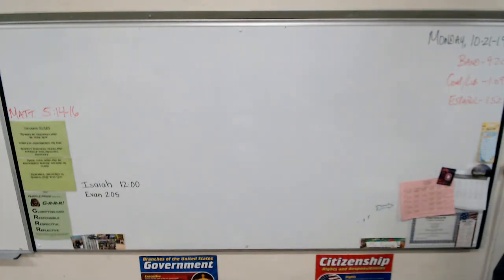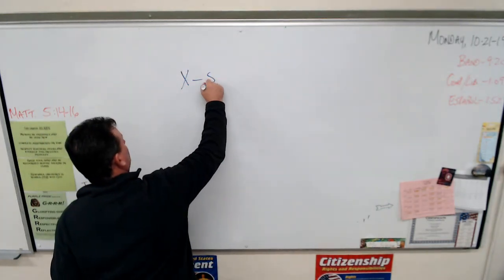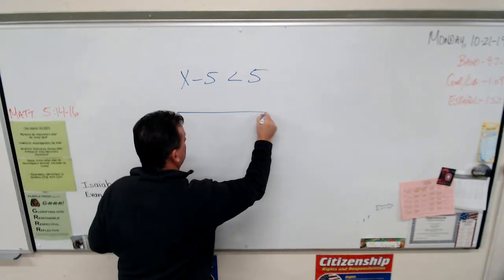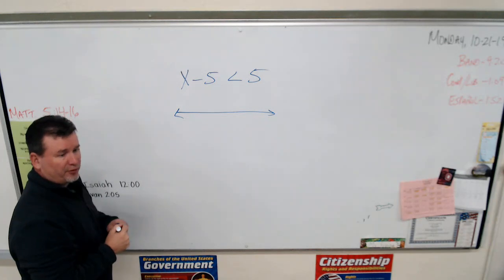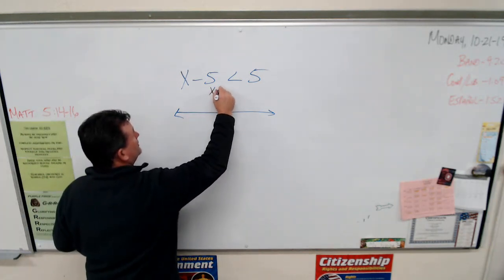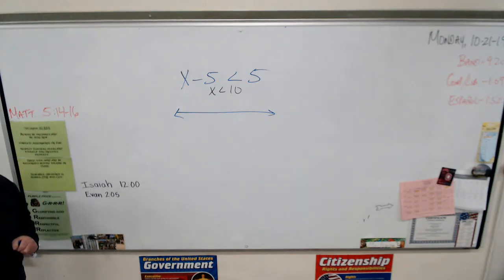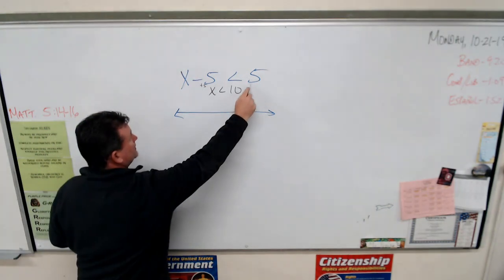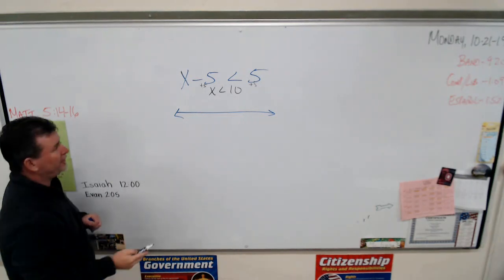X minus 5 is less than 5. I have to add 5 to both sides, so x is less than 10. I'll stop there. Who's confused? You confused? I have to add 5 to both sides, so x is less than 10. How do I graph it?